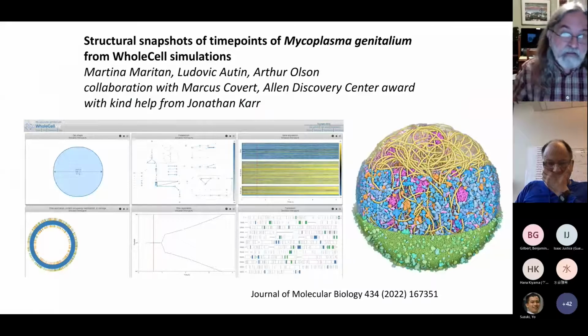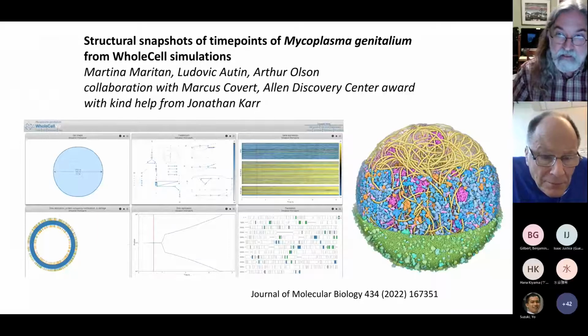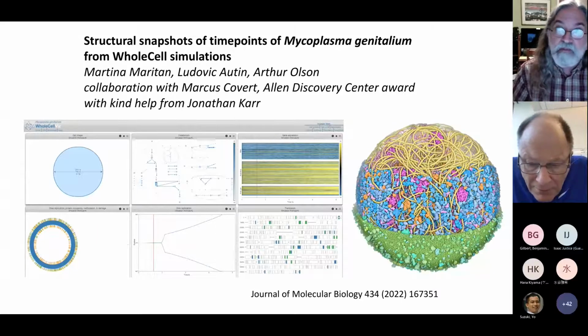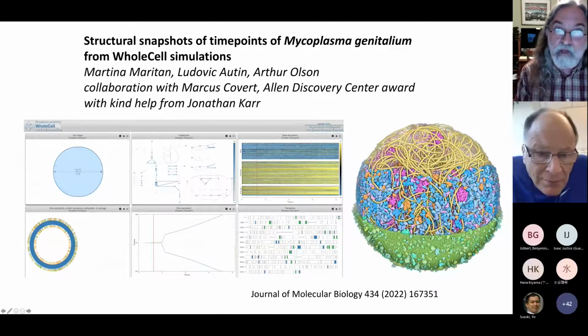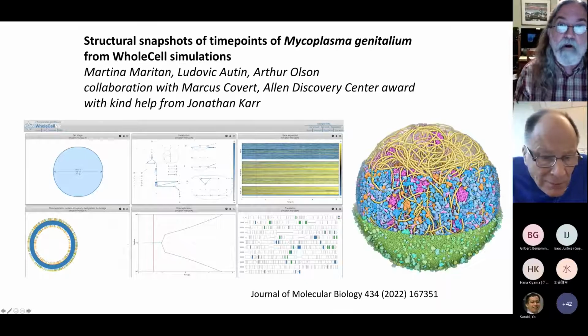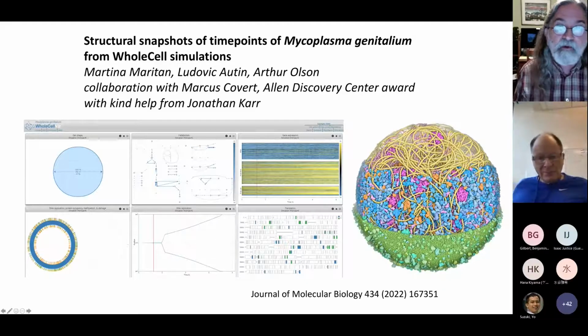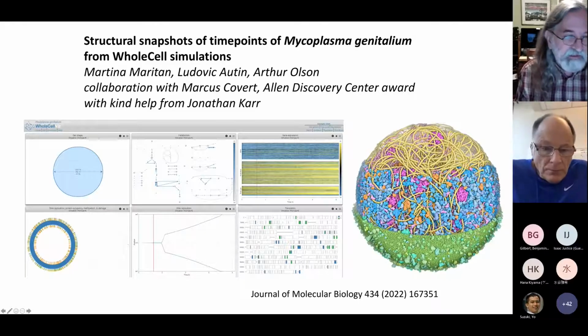Okay, and so this picture and model of syn3A builds directly and heavily on some previous work that we did on Mycoplasma genitalium. This is work that Martina Maritan did in her postdoc in the lab with the help of a really talented developer, Ludovic Autin, who's been building all of our tools for cell modeling, all in Art Olson's molecular graphics laboratory. And it was supported with a Discovery Center award from Markus Covert, and some help from Jonathan to help us navigate all of the tools that they're doing.